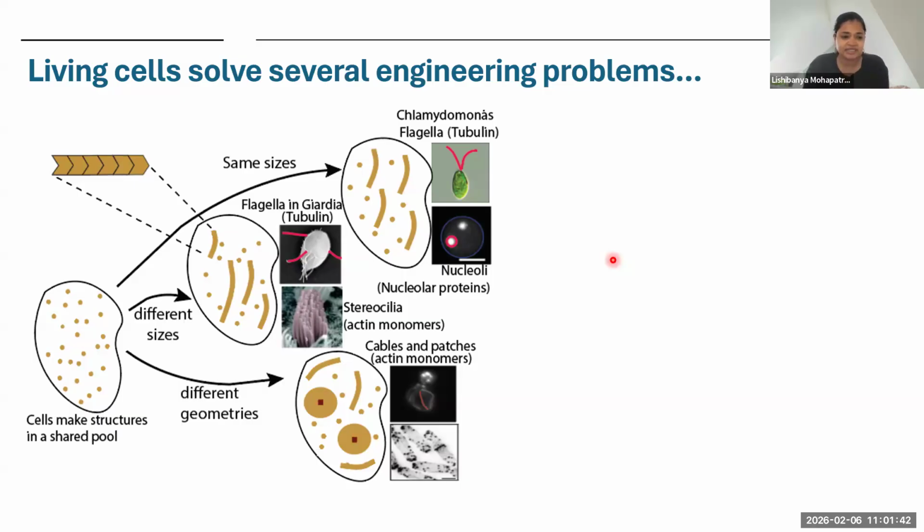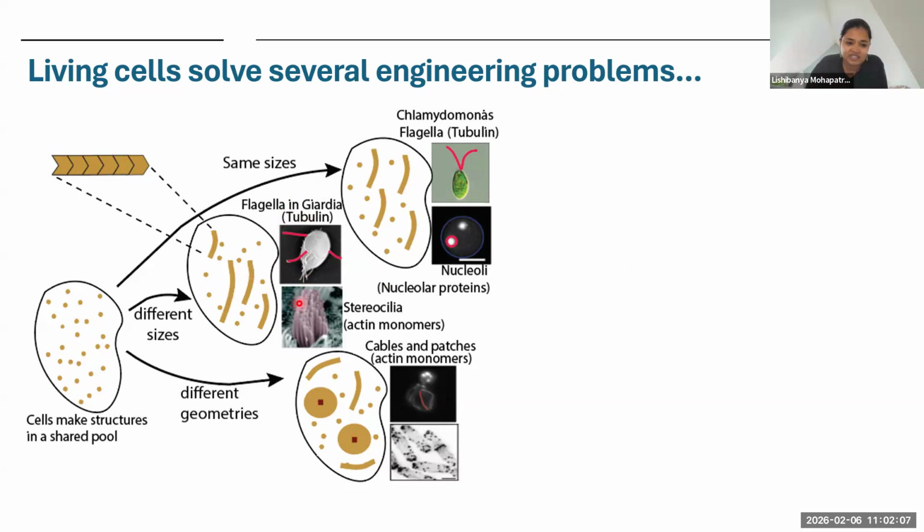From the same pool of building blocks, our cells are able to create structures that are the same in size. We see that in flagella in Chlamydomonas, which are the arms that they use to propel themselves forward in any kind of medium. These structures are made up of microtubules and they're always the same size. But if you move over to another microbe called Giardia, it makes four pairs of flagella, all different in sizes.